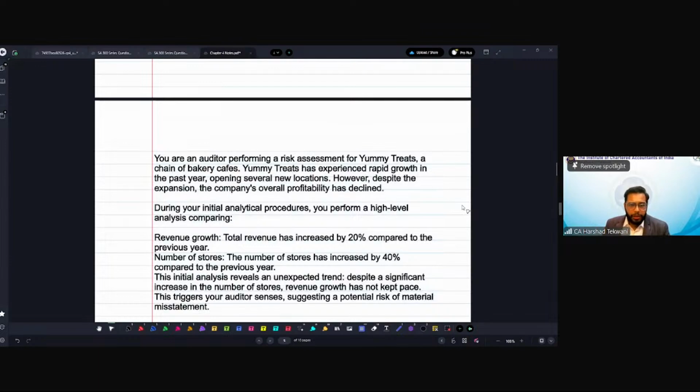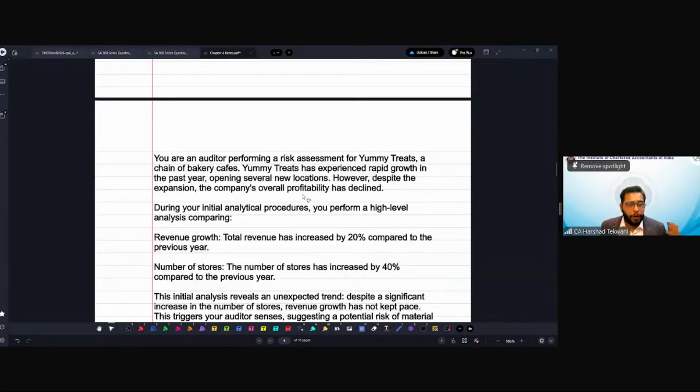Now, there is a particular scenario that we will understand. On the basis of that, we will understand the risk assessment procedures or analytical procedures that are performed at the risk assessment stage. Basically, the question is that you are an auditor performing a risk assessment for Yummy Treats, a chain of bakery cafes. Yummy Treats has experienced rapid growth in the past year, opening several new locations. However, despite the expansion, the company's overall profitability has declined.